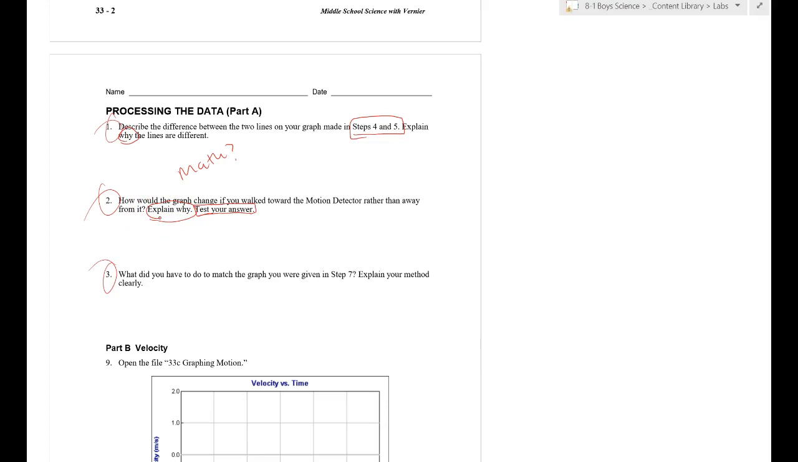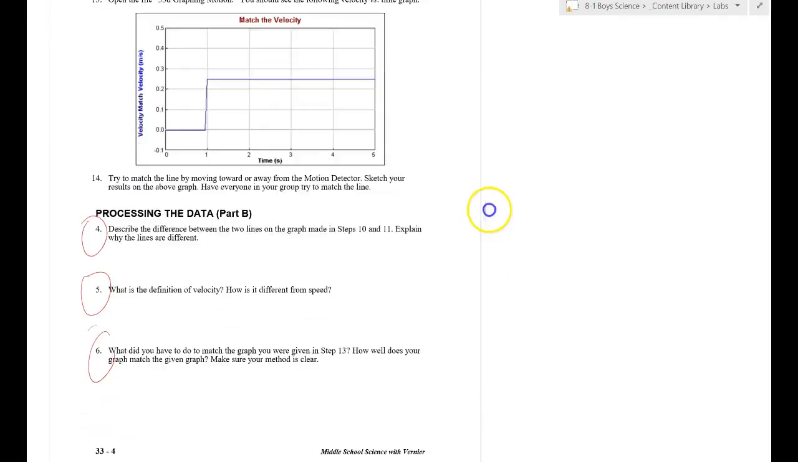Number 3, what did you have to do to match the graph you were given in step 7? So go back and look at step 7, see what graph it's talking about. And then it says explain your method clearly. So if you're going to be explaining a method for how to create a graph, that sounds a lot like graph interpretation. So you should do the same kinds of things that we've been doing for the last week or so with the graph interpretation practice and giving very specific sets of instructions. So we'll skip down here.